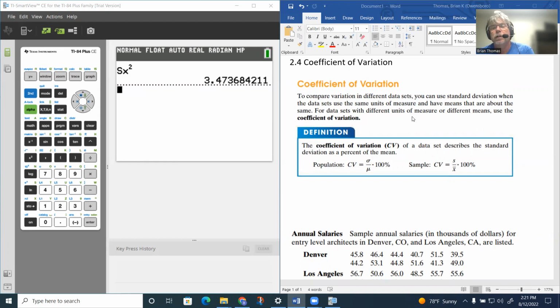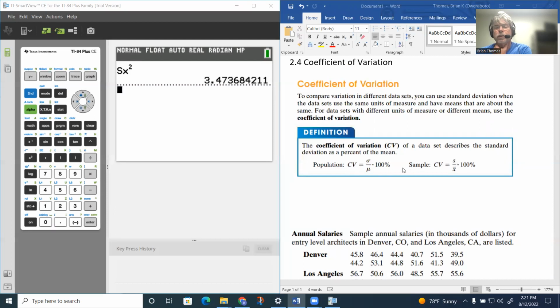Somehow it says different units of measure. So sometimes things don't have the same things going on here. The coefficient of variation, or CV, of a data set describes the standard deviation as a percent of the mean. So this is actually going to be expressed as a percent. They have this formula here: sigma, remember, stands for the standard deviation, divided by the mean.